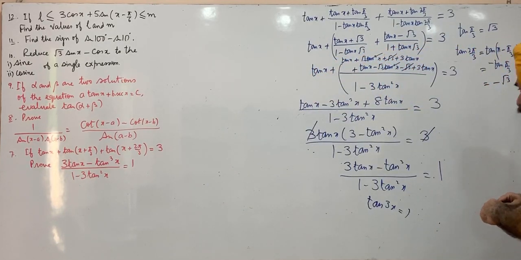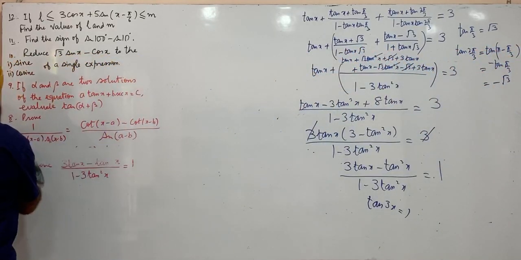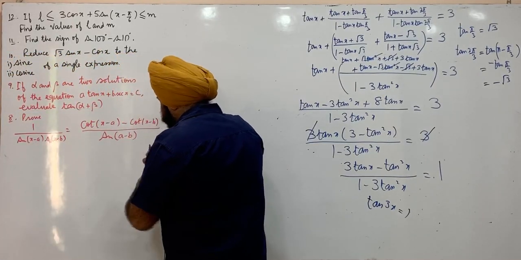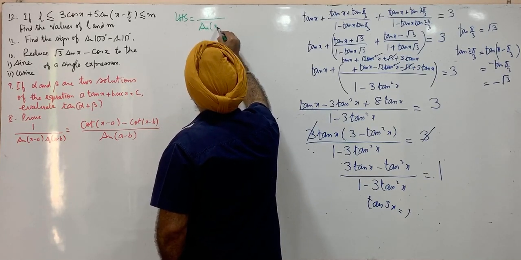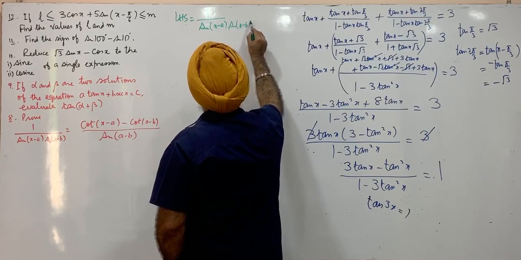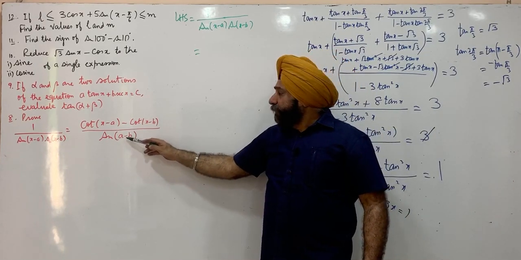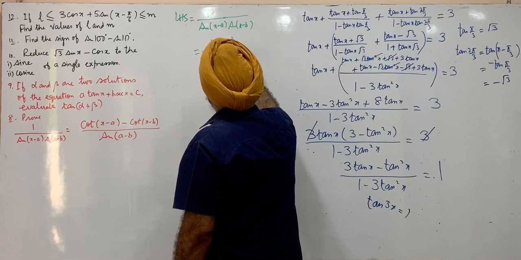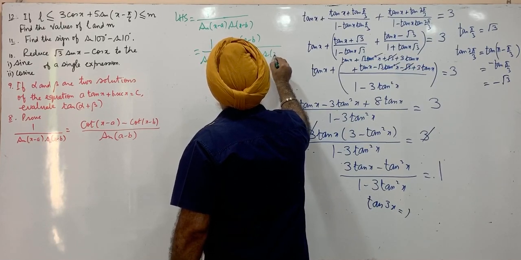The 8th question, we have to prove left hand side is equal to right hand side. Start from the left hand side, which is 1 by sine of x minus a into sine of x minus b. Now we divide and multiply by the expression sine of a minus b. So this is dividing by sine of a minus b, multiplying by sine of a minus b, and sine of x minus a, sine of x minus b here.